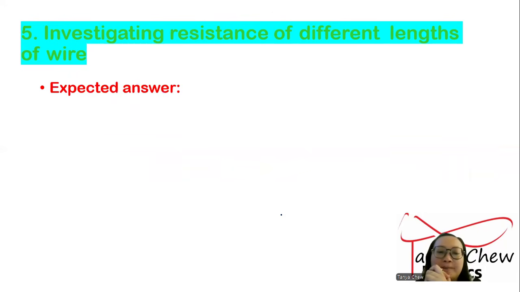Now, number 5, maybe investigating resistance of different lengths of wire, similar to the previous experiment that I explained, right? So you have to tell us, how do you find the resistance? How do you measure the length, right? These are all expected answers.